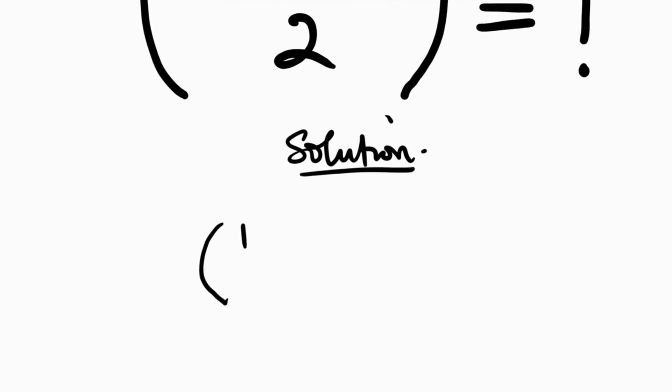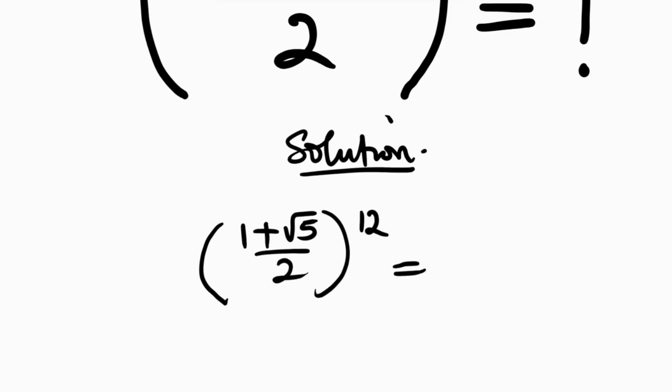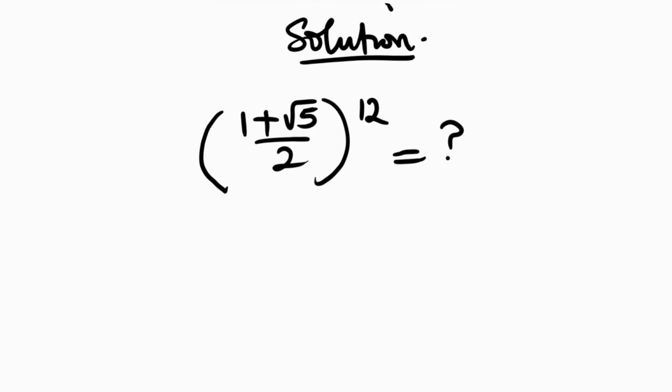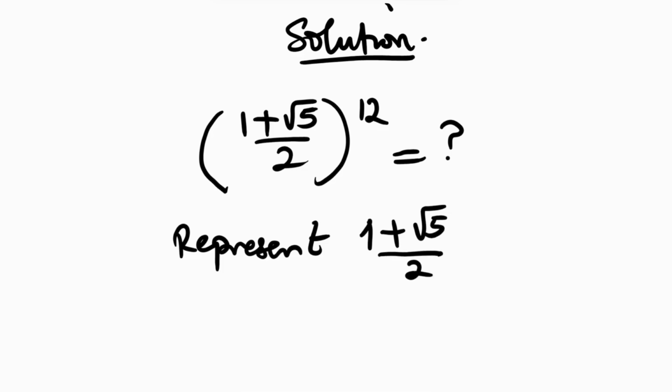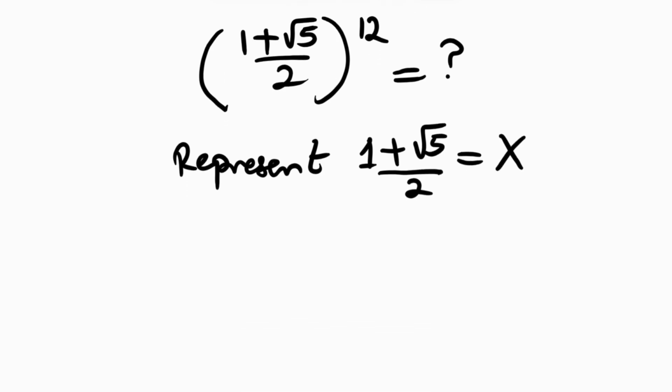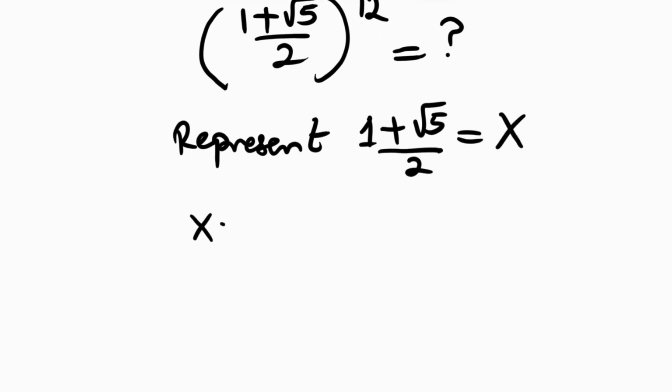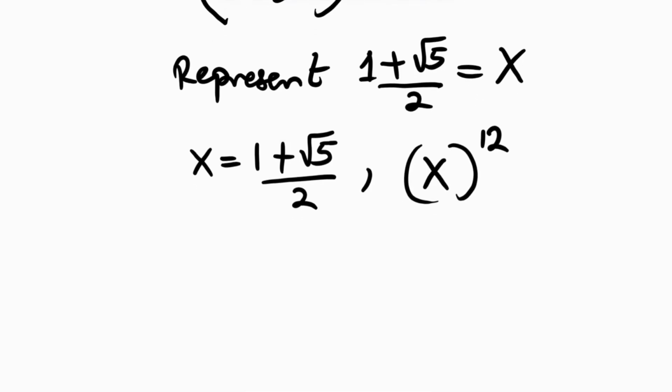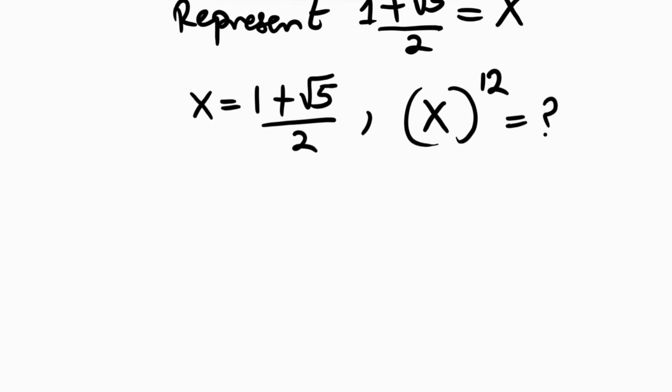So we have (1 plus root 5) divided by 2, raised to power 12, is equal to what? Now, let us start by representing (1 plus root 5) divided by 2 as x. So now, x is equal to (1 plus root 5) divided by 2, and then we have x raised to power 12 is equal to what?